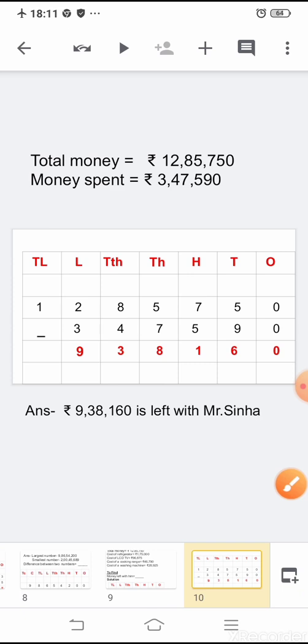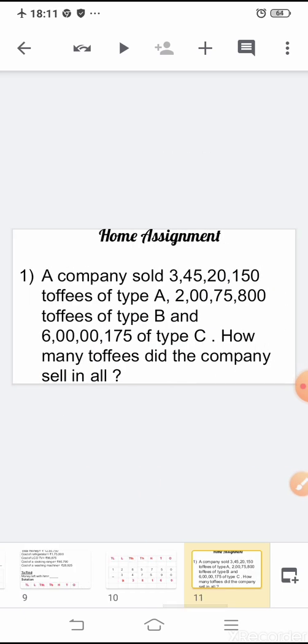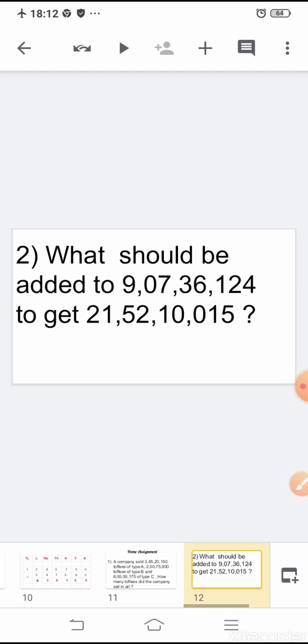Now based on these word problems, we'll be solving some home assignment. Here a word problem is given. You have to read the word problem and carry out the addition or subtraction sum. Now the second word problem is, what should be added to 9 crore 7,36,124 to get 21 crore 52,10,015. So what you will do is, you will subtract the first number from the second number, and you will get the other number.